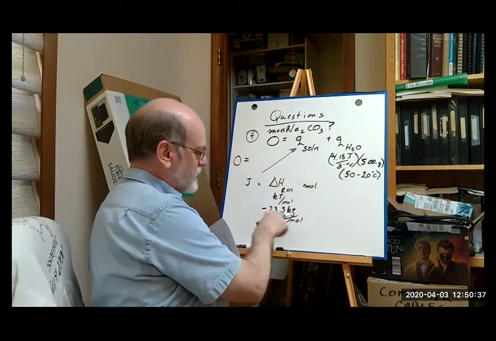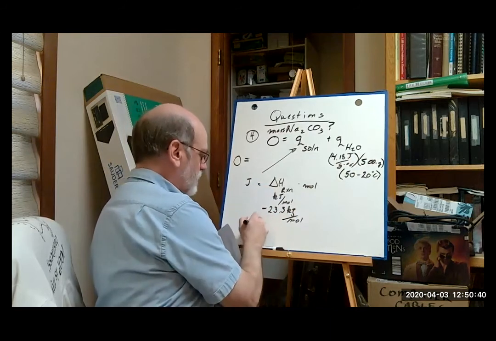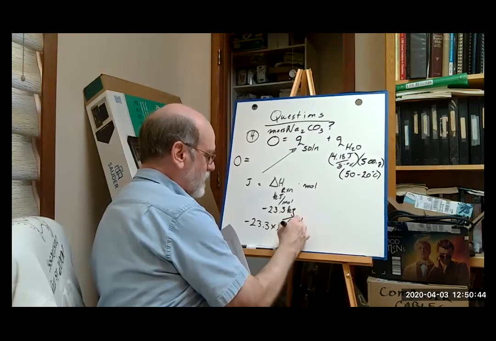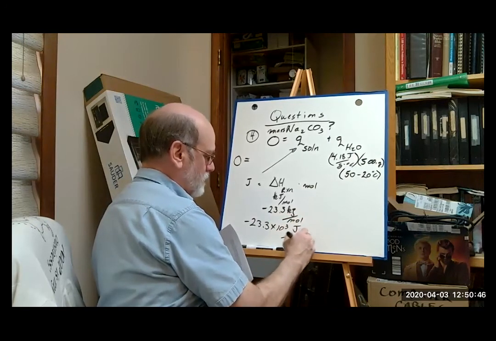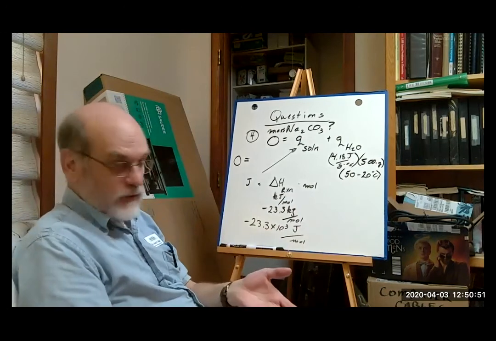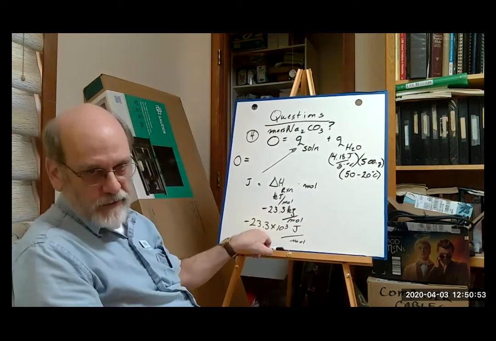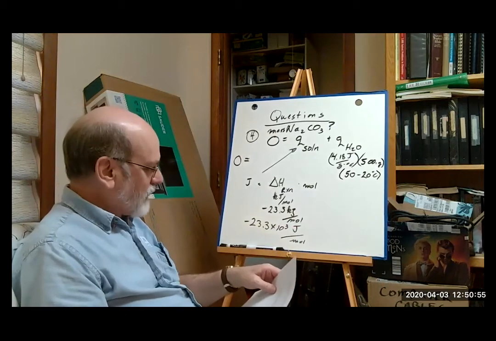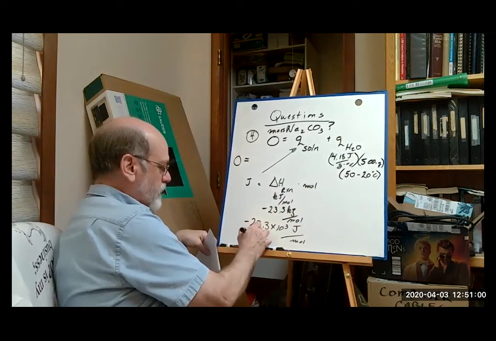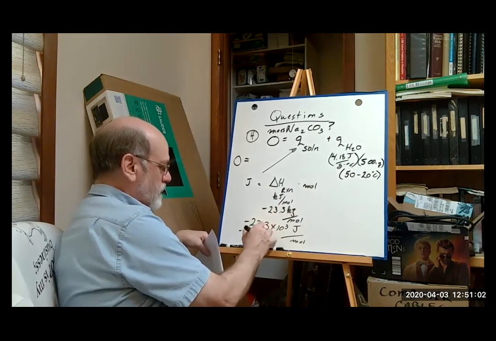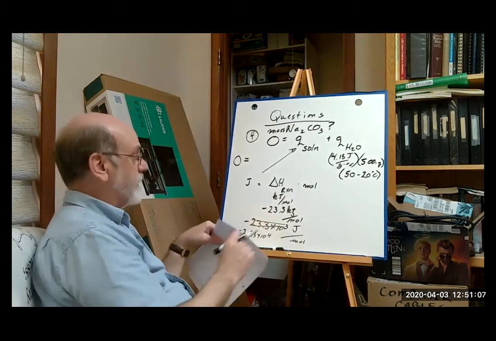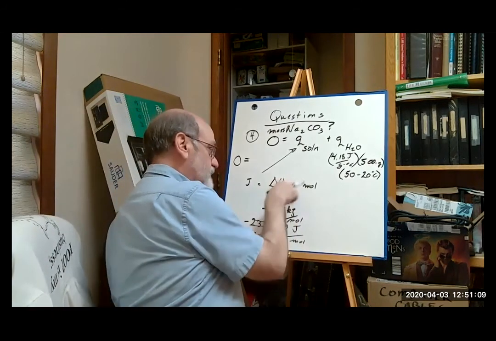All right? So minus 23.3 kilojoules is what? Minus 23.3 times 10 to the third joules. Right? Now, that's not strictly speaking scientific notation because, right, that's greater than 10. But you can make that correction. So this would be minus 2.33 times 10 to the fourth joules per mole, right? Okay. So we've got this term taken care of.